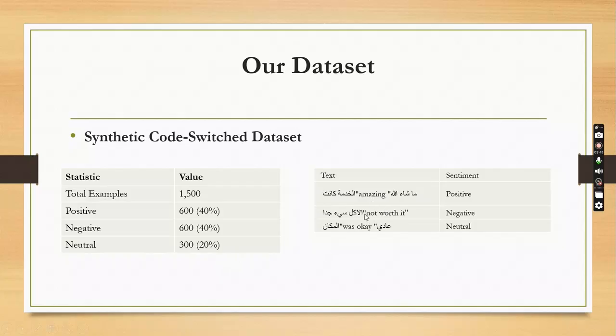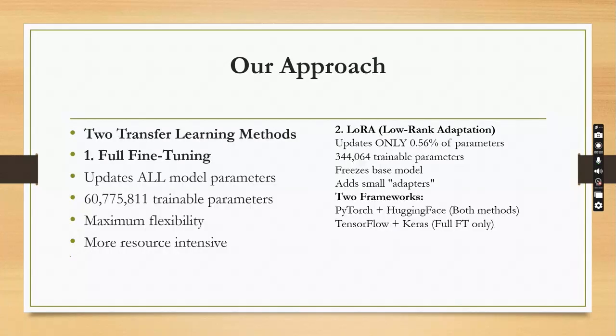Now let's run down a few examples. Now you have "mashallah, خدمة كانت amazing," that's a positive one. Now "أكل شيء جدا يعني" it's not worth it. Negative. Both of them combined. "عادي المكان was okay." عادي in Arabic means it's alright. المكان, like the property, was alright.